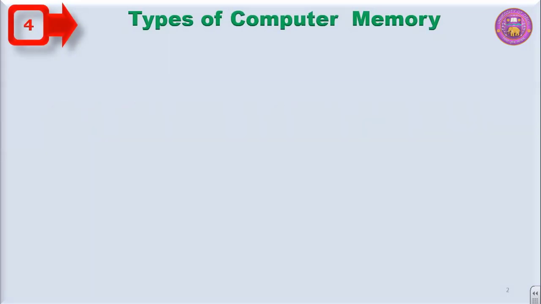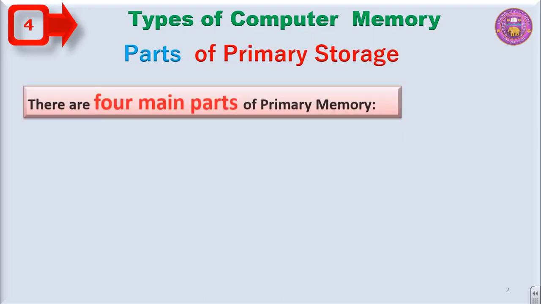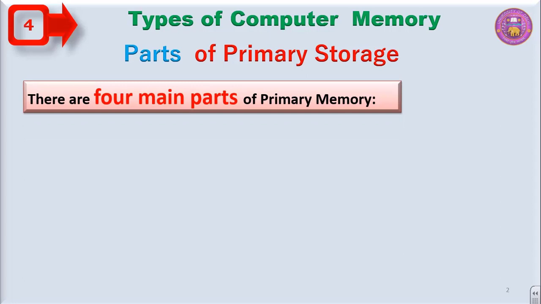Welcome to my class. In this particular video lecture, we will talk about cache memory. Types of computer memory. There are different parts of primary storage. There are four main parts of primary memory.